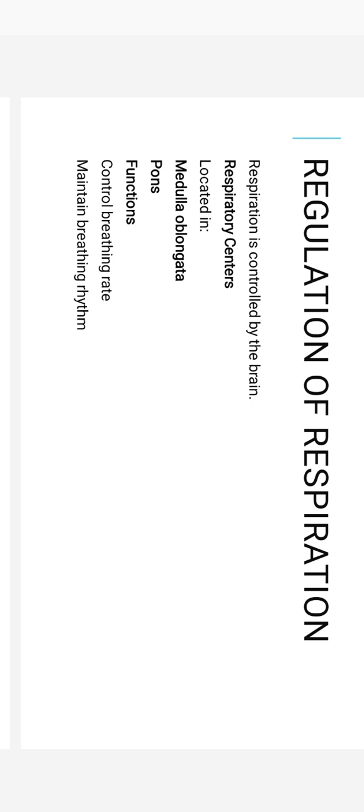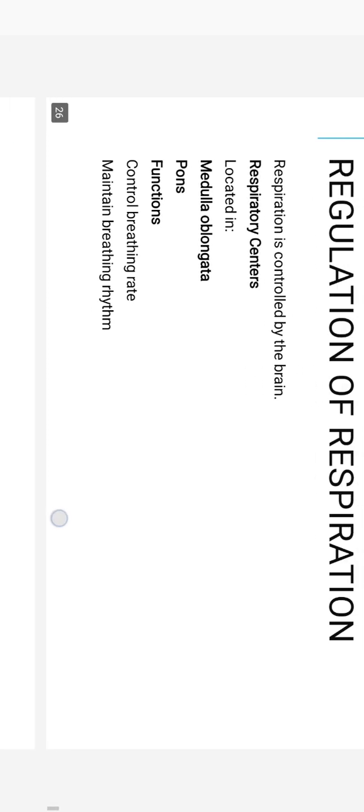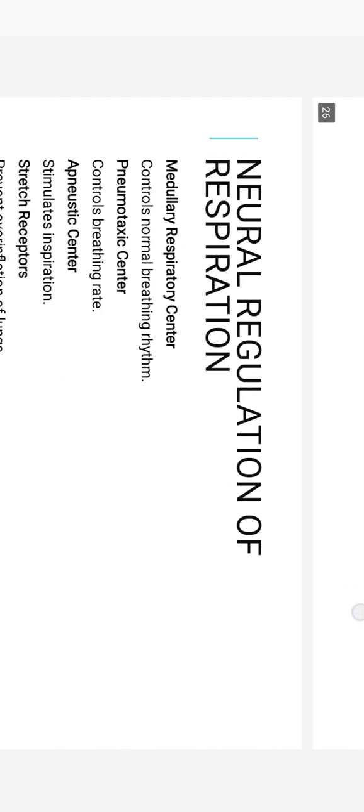Respiration is continuously adjusted according to the body's oxygen demand and carbon dioxide production. For example, during exercise, increased carbon dioxide production stimulates faster breathing. The brain receives information from receptors that monitor oxygen, carbon dioxide, and blood pH levels and adjusts respiration accordingly. Thus, respiration regulation ensures continuous oxygen supply and efficient removal of carbon dioxide according to body needs.